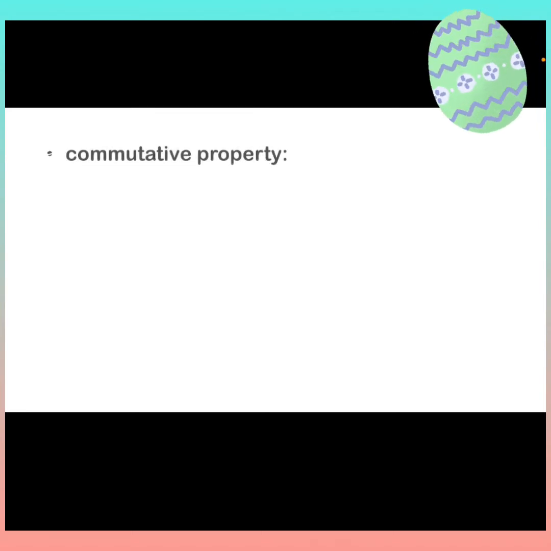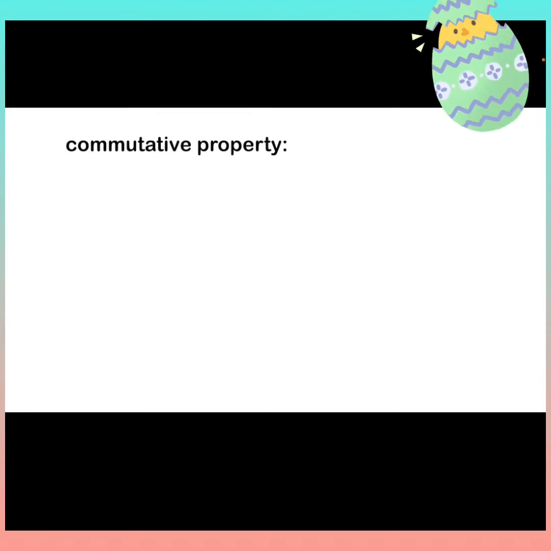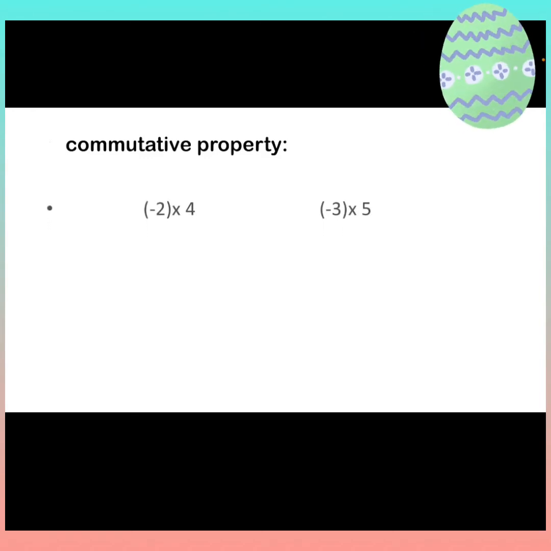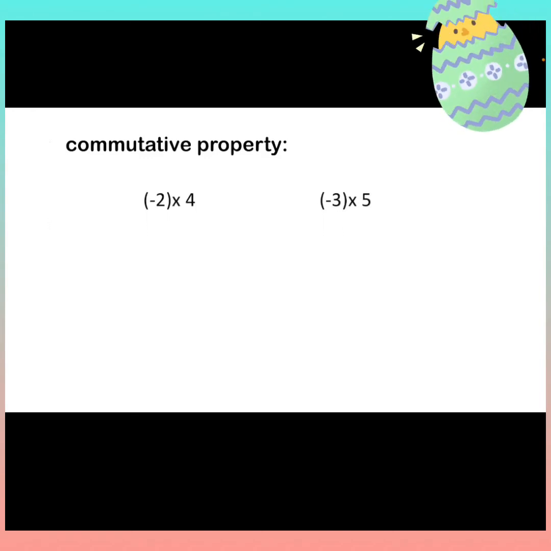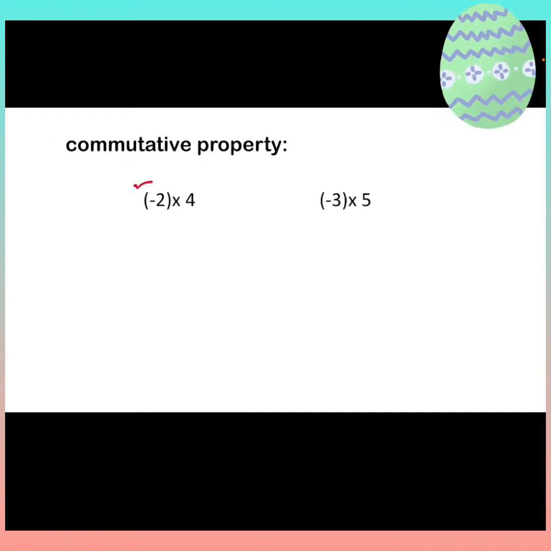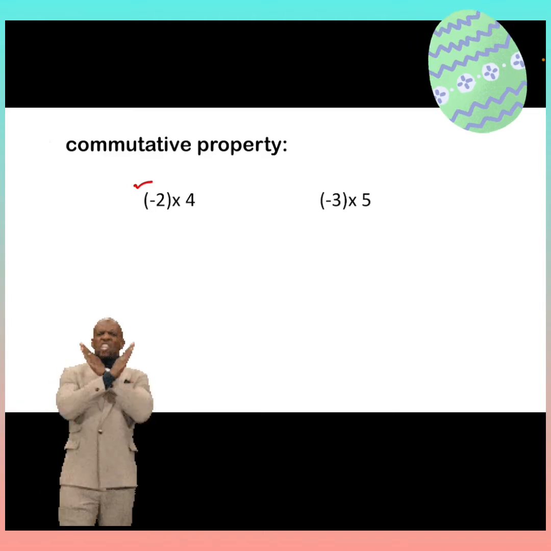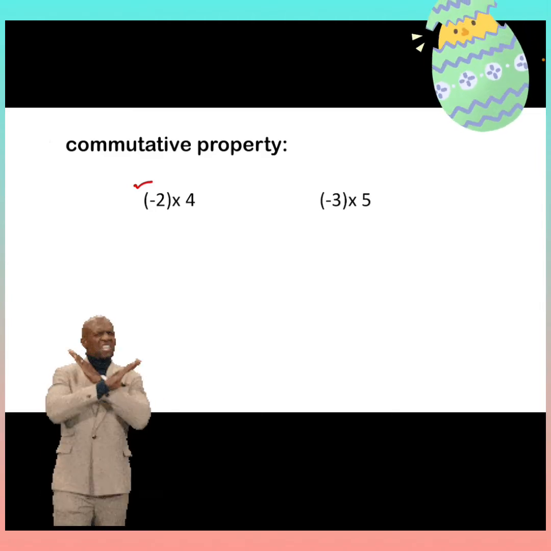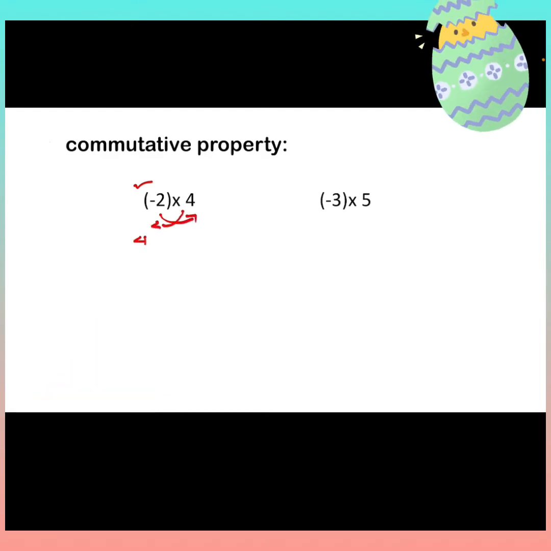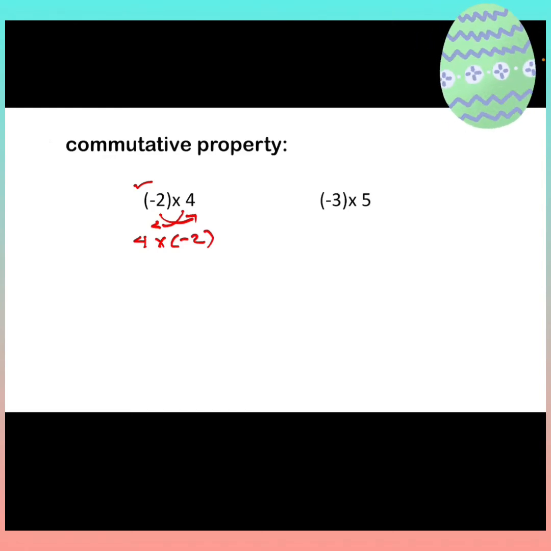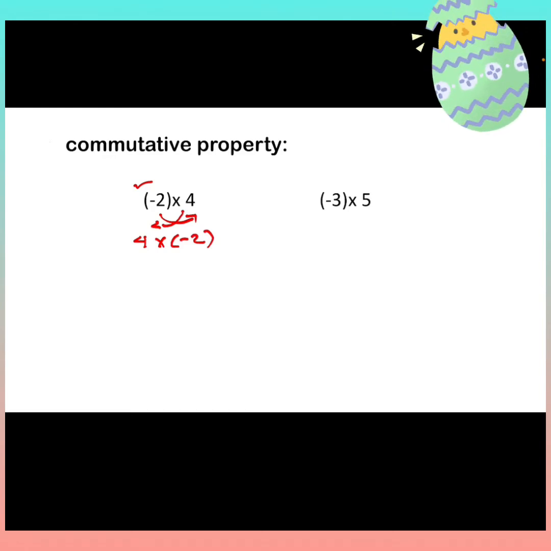Next, let's talk about the commutative property. When we have questions like -2 times 4 or -3 times 5, look at the first question: -2 times 4, -2 groups of 4. It does not make any sense, right? We cannot have negative groups. So what do we do? We just change the order. 4 times -2. Now it makes sense, 4 groups of -2. Now we can make 4 groups.